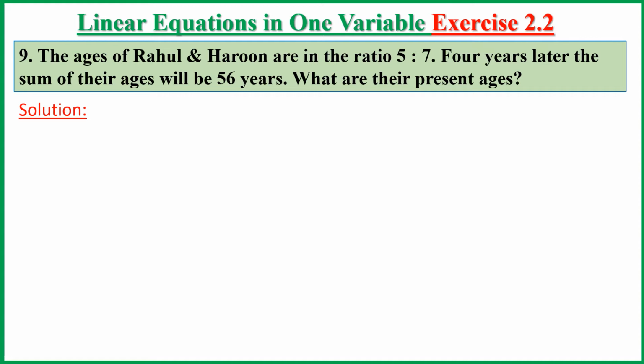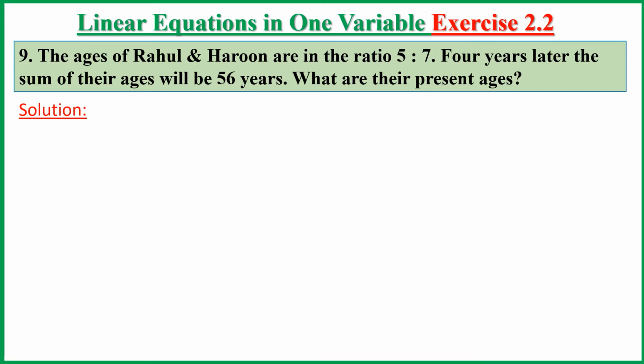In this video, we shall see Chapter 2 Linear Equations in One Variable, Exercise 2.2 from question number 9 to 16. Question number 9. The ages of Rahul and Harun are in the ratio 5:7. 4 years later, the sum of their ages will be 56 years. What are their present ages?